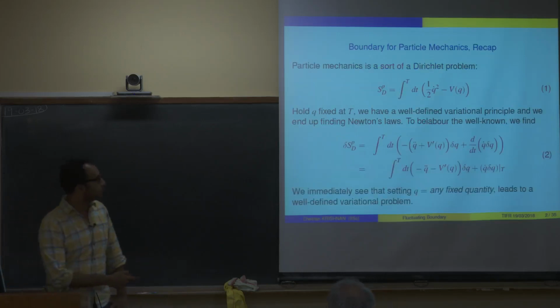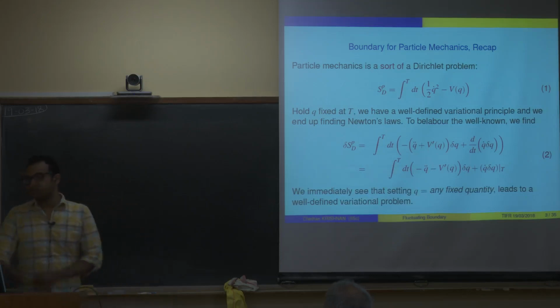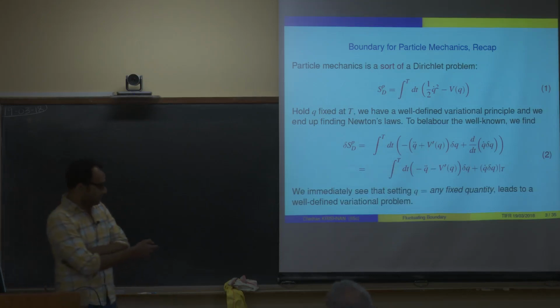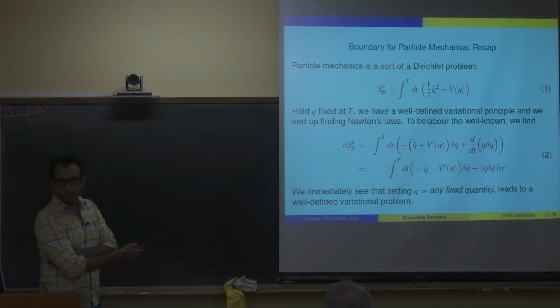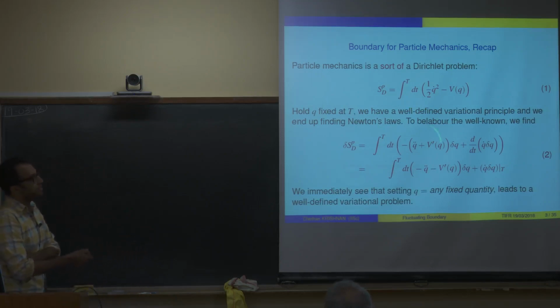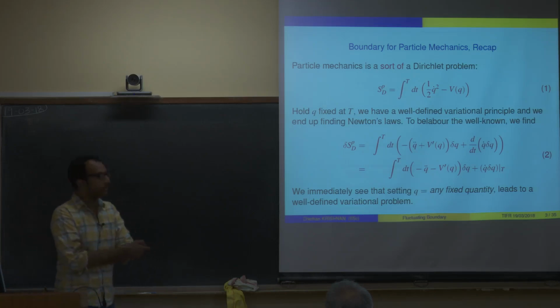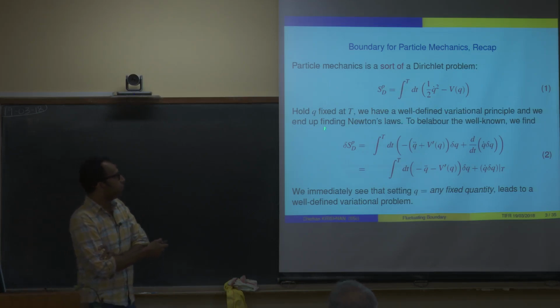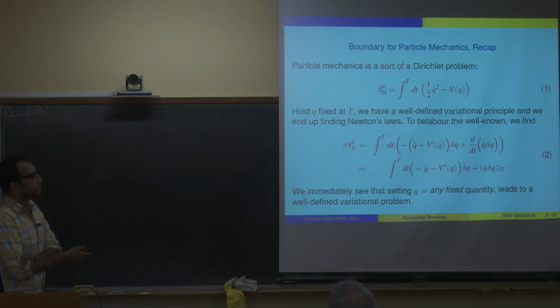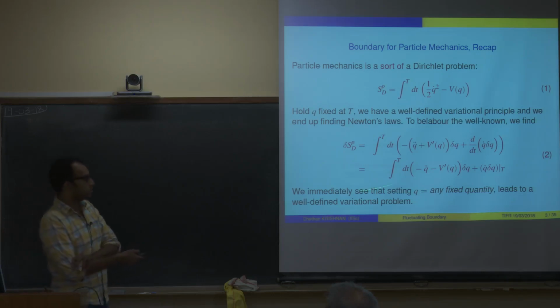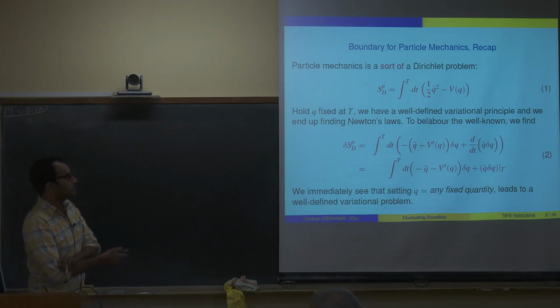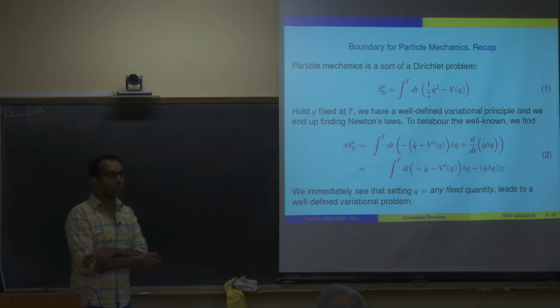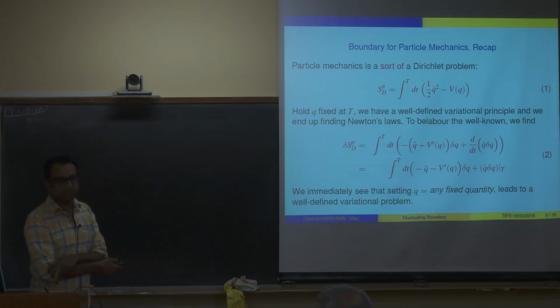So what you're talking about is setting the boundary condition at the bottom here as well. I'm thinking of this as a Dirichlet problem, but of course this is in the time direction. Let's say you have a particle mechanics problem of this type, and if you hold q fixed at t, we have a well-defined variational principle. We end up finding Newton's laws through this, and when you do this, you get this boundary term here, which one way or another we have to get rid of in order to come up with the equation of motion.